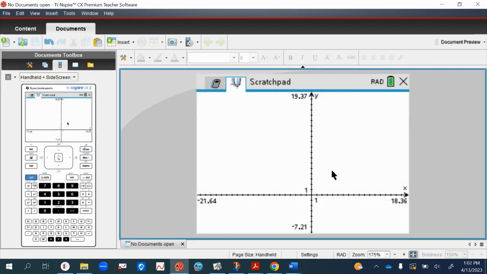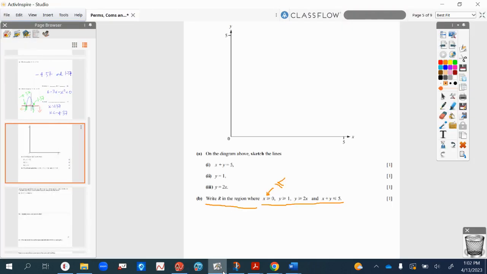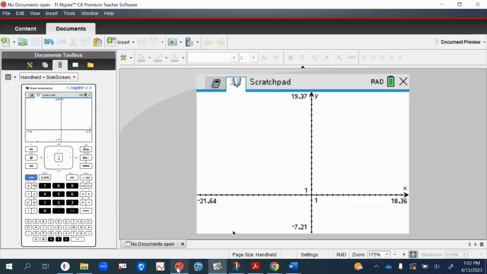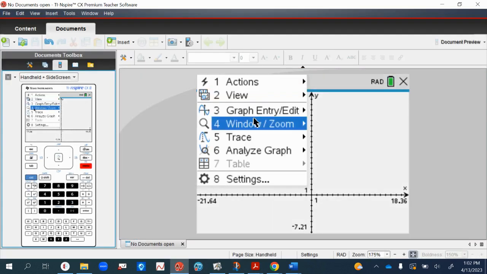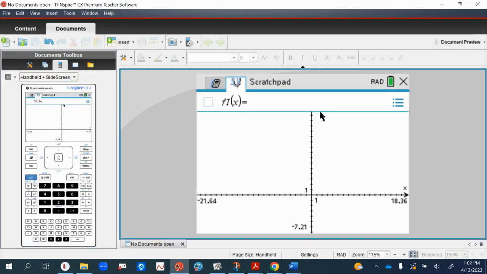And that should enable me to delete everything. So I'm starting afresh again. Okay, so let's put in that first inequality. Remember, it's going to be the opposite of x is greater than or equal to 0. So we're going to do x is less than or equal to 0. So let's try that. And let's whack it in.